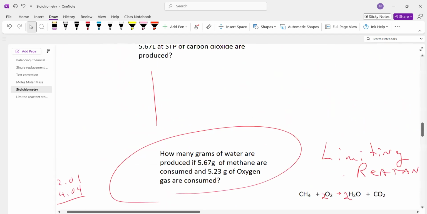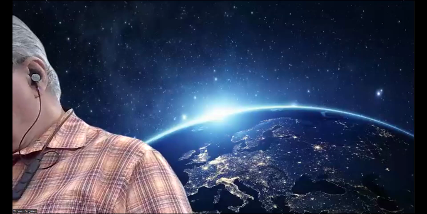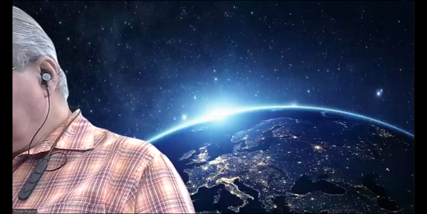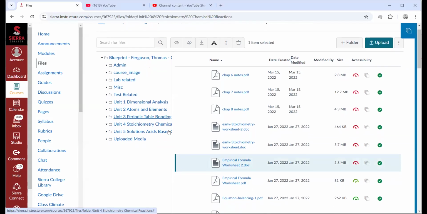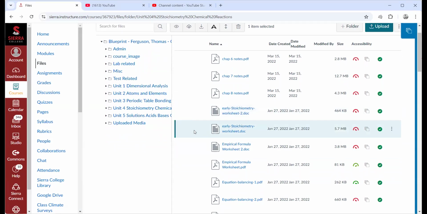Now, I'm basically done for today, but I want to show you where you can get some practice. Okay, so we're in Canvas, Files, stoichiometry worksheet.